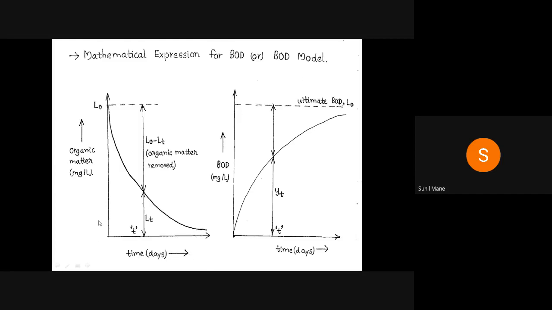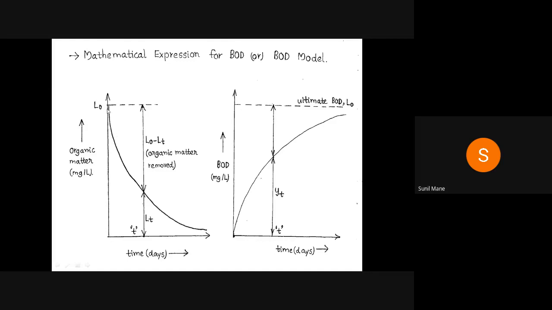Now second, on the y-axis we have organic matter. Now we will observe how that organic matter is consumed throughout these various days. If we take the sample, we can estimate and determine the maximum organic matter. So the maximum organic matter here is L0, and that organic matter is present at day zero. That is the case, right?